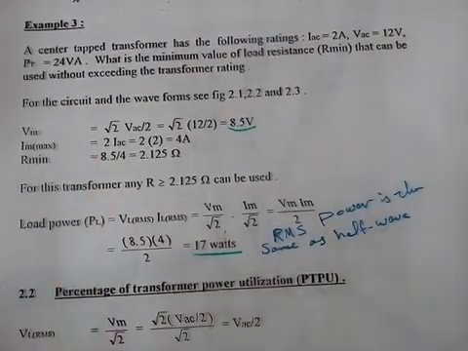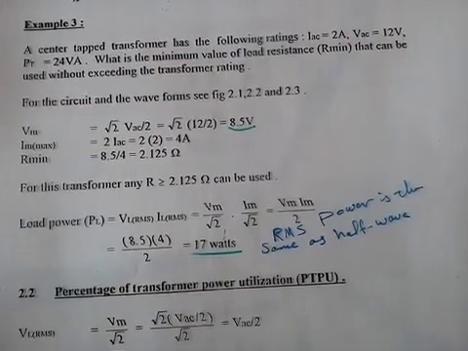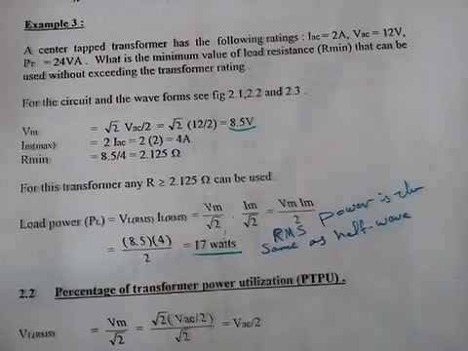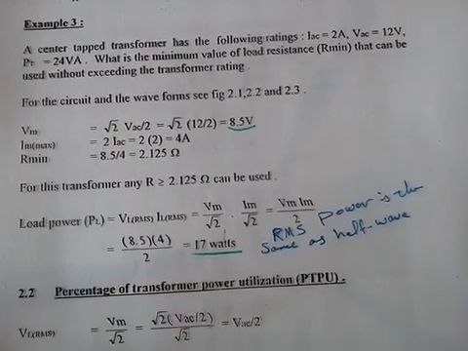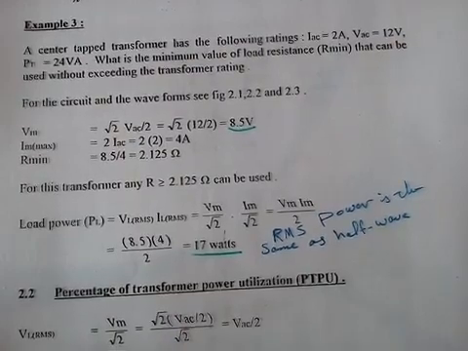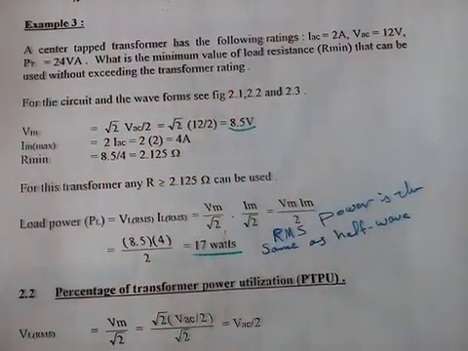A center tap transformer has the following ratings. IAC equals 2 amps, VAC equals 12 volts, total power 24 volt amperes. What is the maximum value of load resistance, Rmin, that can be used without exceeding the transformer rating?